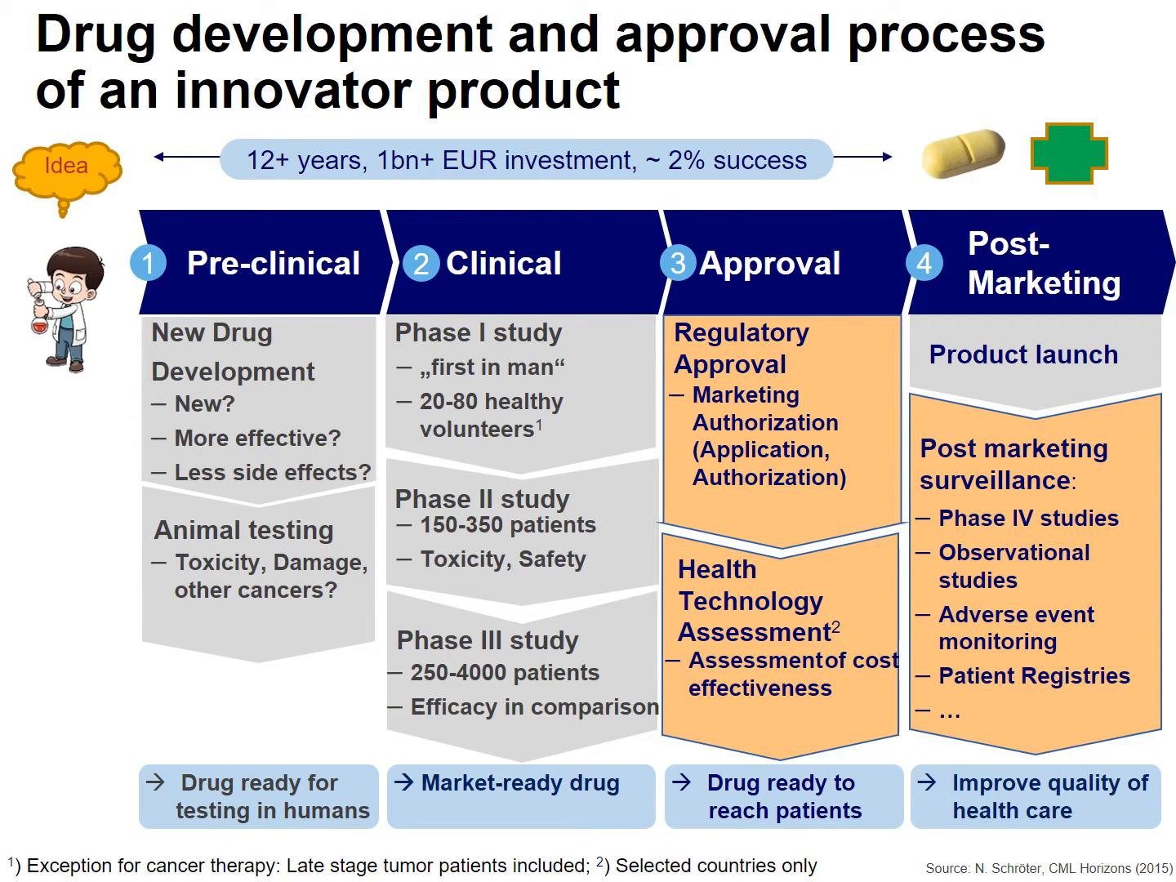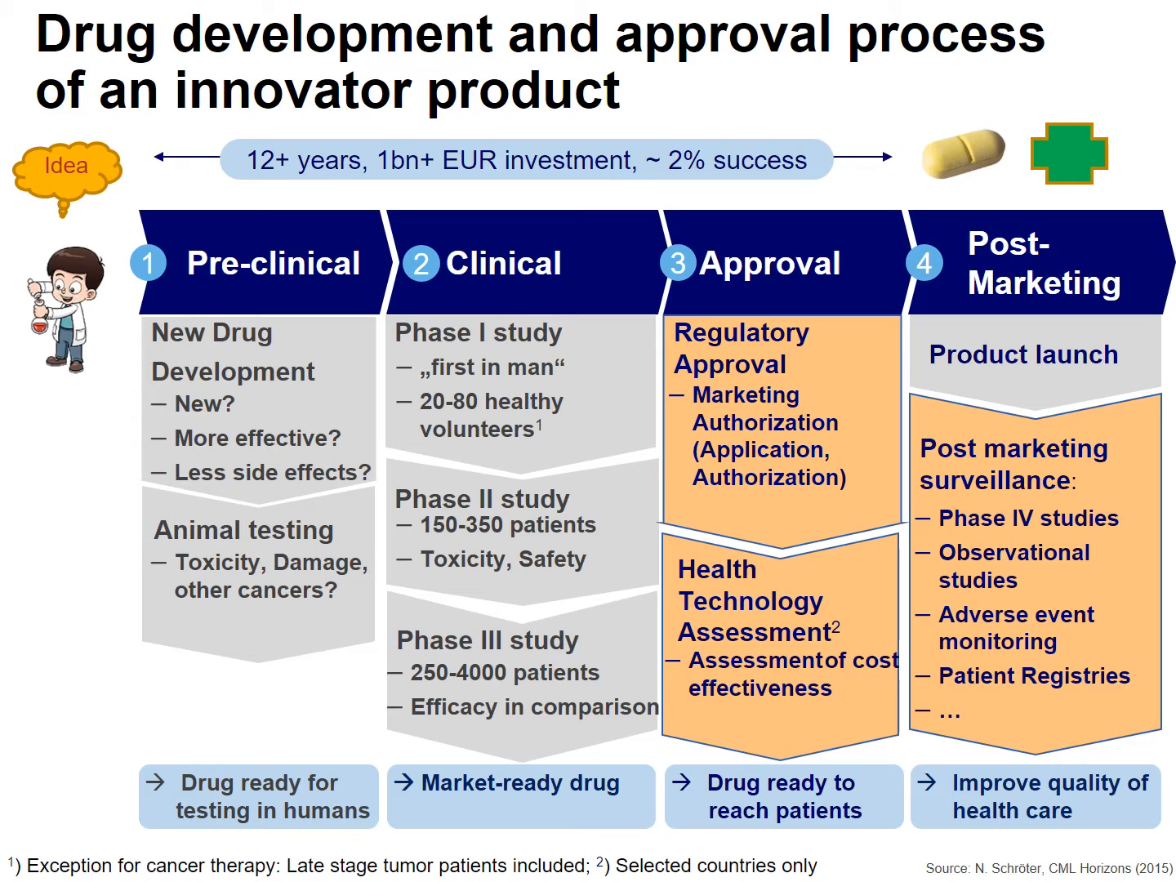First of all, to set the scene, it is important to understand the drug development and approval process of an innovator product. It takes about 12 years or more and about 1 billion in euros or US dollars to develop a drug. There's a 2% success rate, so a lot of compounds are being tested in preclinical and only a very small number of products actually make it to the market.